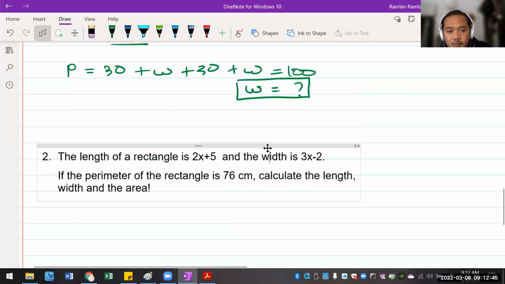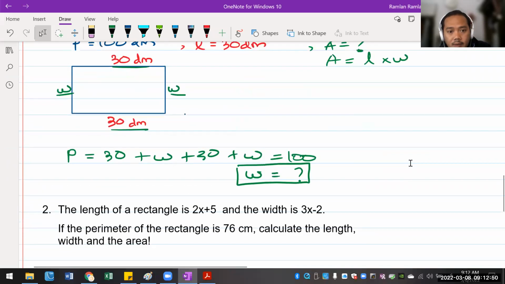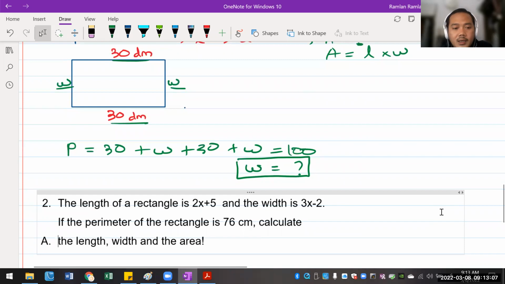Okay, this is number 2, guys. The length of a rectangle is 2x plus 5. And if the perimeter of the rectangle is 76 centimeter, calculate the length, width, and the area. Now, calculate the value of x. Sorry, ABC aja ya. A, the value of x.